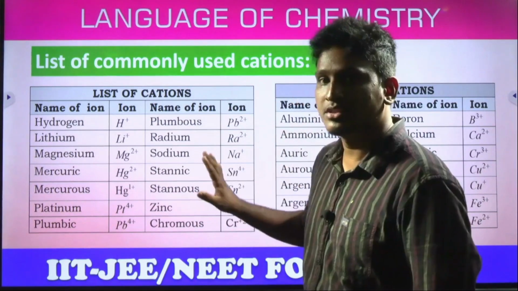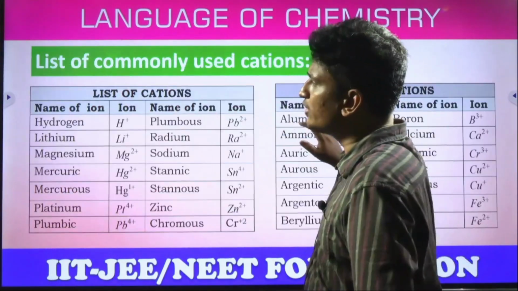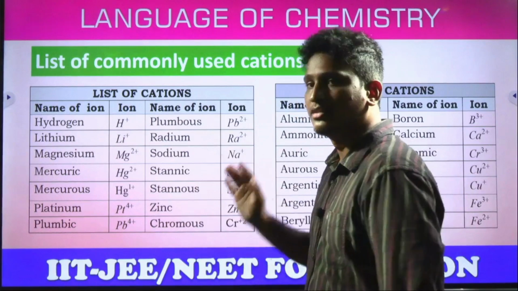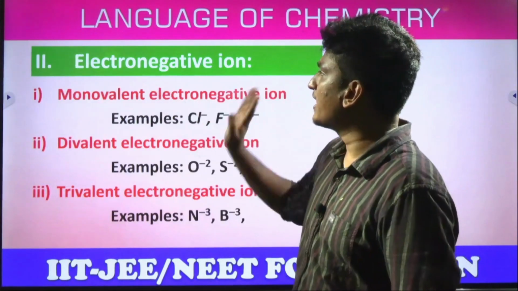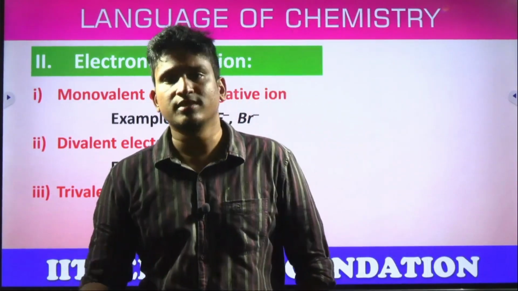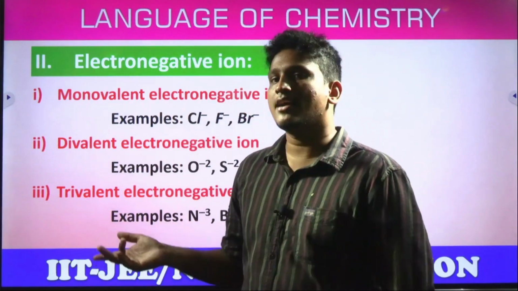So these are all the list of cations. So why do we need to remember all these ions? That I will give you the clarity by the end of this video, students. Next, electronegative ions, like electropositive. Opposite is electronegative. Yes or no? All these ions have, what is the charge?